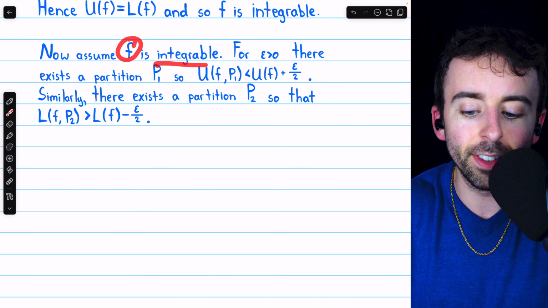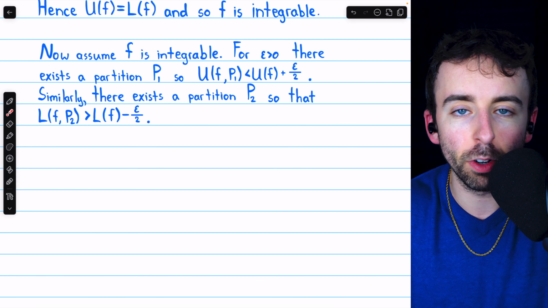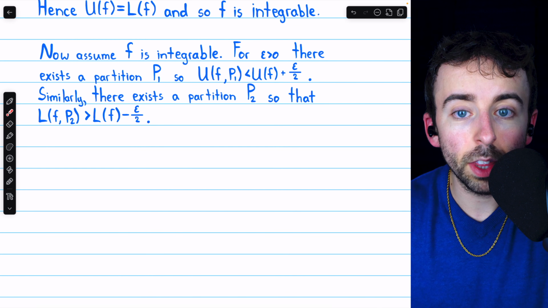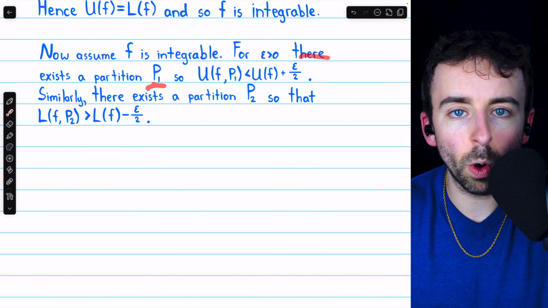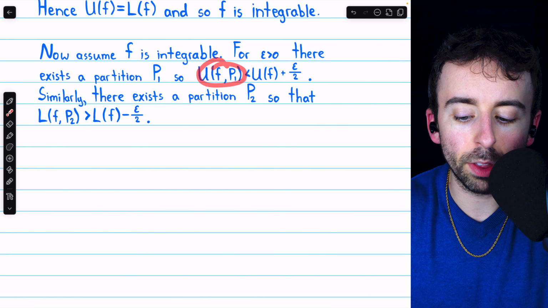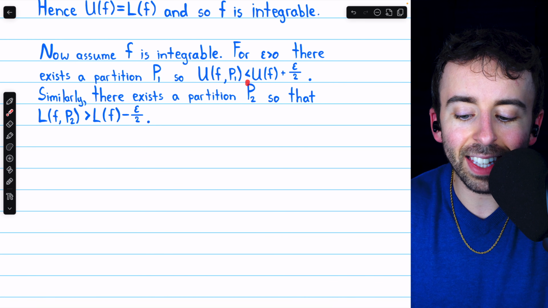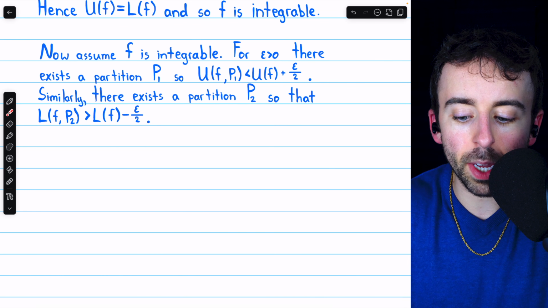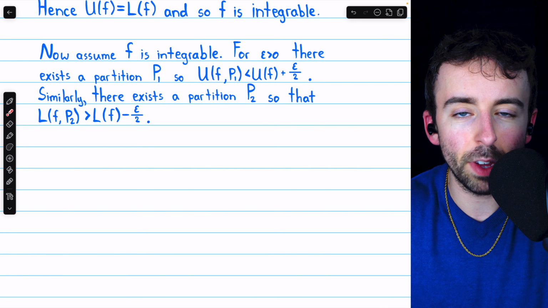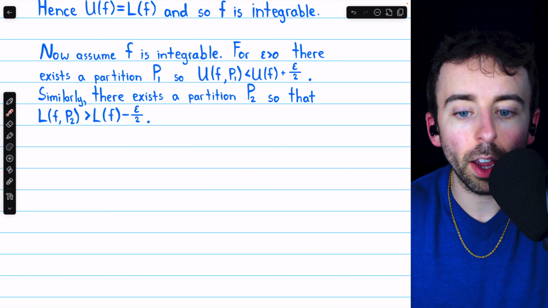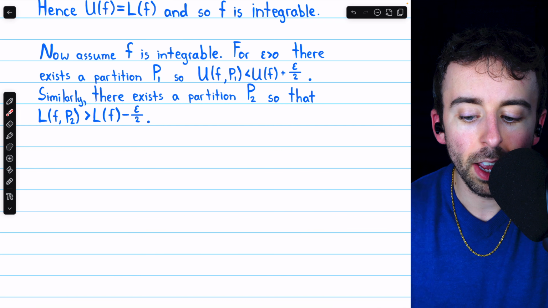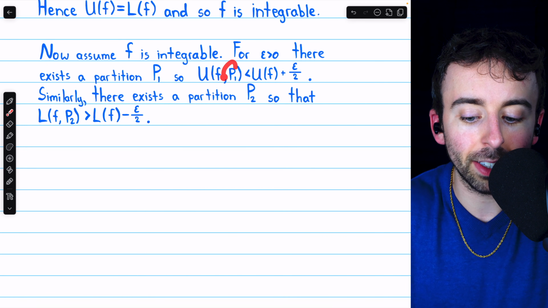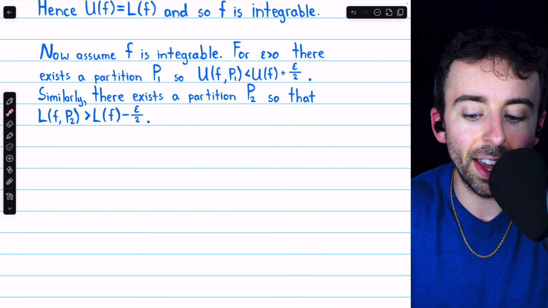Assume that f is integrable. Now we're not taking that partition for granted anymore. So we're going to take an arbitrary epsilon greater than 0, then there must exist a partition P1, so that the upper sum with respect to P1 is less than the upper integral plus epsilon over 2. Again, that's because the upper integral is the infimum. It's the greatest lower bound of the set of upper sums. So if we increase it at all, there has to be some upper sum with respect to some partition that we're calling P1 that is less than it.